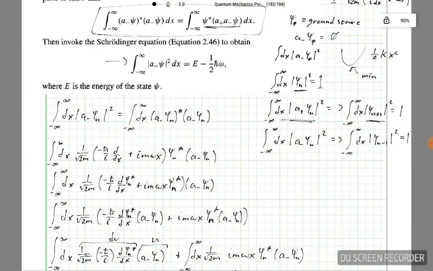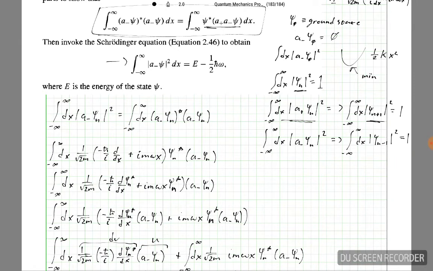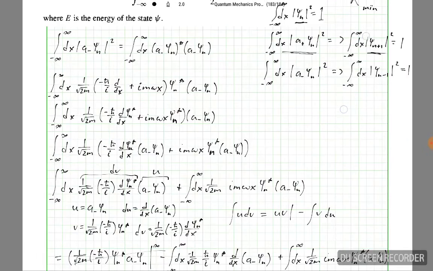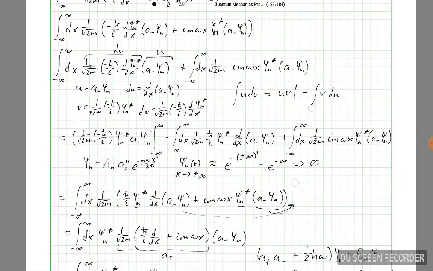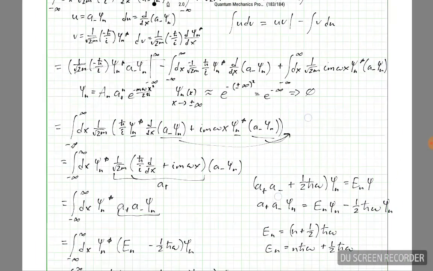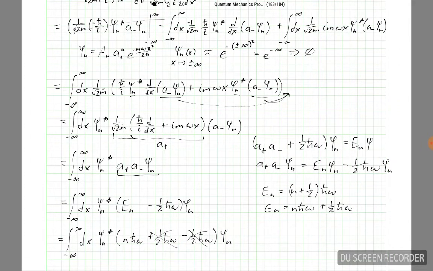Let's double check. E minus h bar omega. We did lowering operator squared, making sure I didn't make a sign mistake here. Oh, I just went one step too far. Let's stick with this one. So let's start with that on the next page.